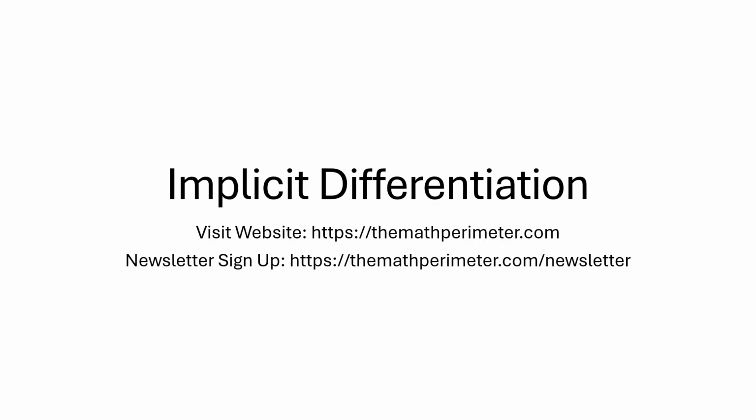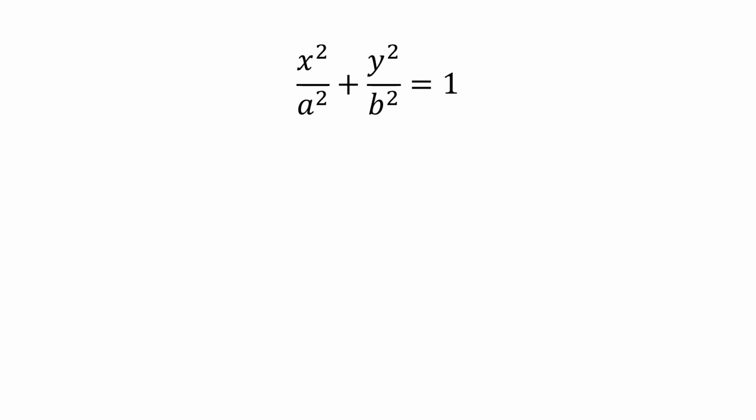Today I will be discussing how to use implicit differentiation. For more information about this topic, please refer to the article linked in the description. The function we will implicitly differentiate is x squared over a squared plus y squared over b squared equals 1.